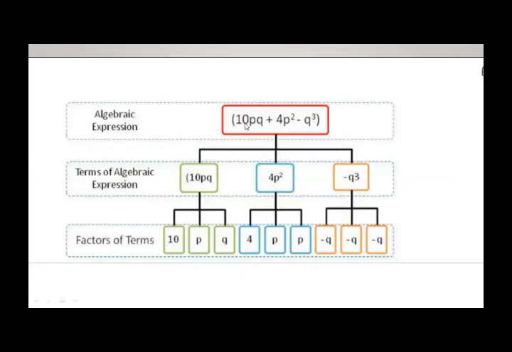We have another example of algebraic expression, that is 10pq plus 4p square minus q cube. 10pq can be written as 10, p and q. There is no sign between them, so we consider that multiply is there, so we say they are the factors of 10pq. The second term is 4p square. It can be written as 4, p and p, means 4 into p into p. It means 4, p, p are the factors of 4p square. The third is minus q cube. It can be written as minus q, q and q. It means they are the factors of minus q cube.